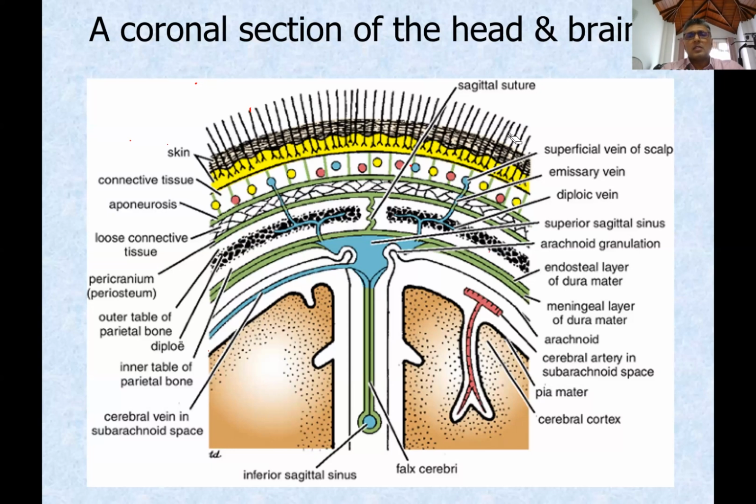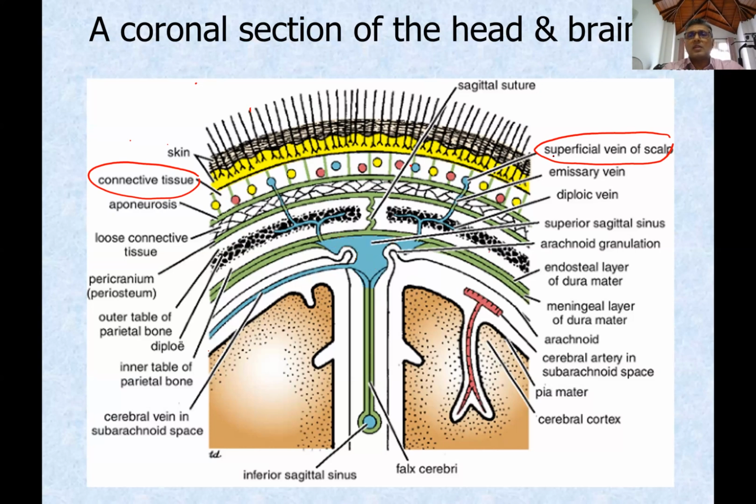But just one more point before I move further. You can see these veins in the scalp, in the connective tissue layer I'm referring to. You see these superficial veins of the scalp. You can see this vein is connected up with the dural venous sinuses. So this is how you get the venous arrangement inside the cranial cavity. They are in the form of dural venous sinuses.